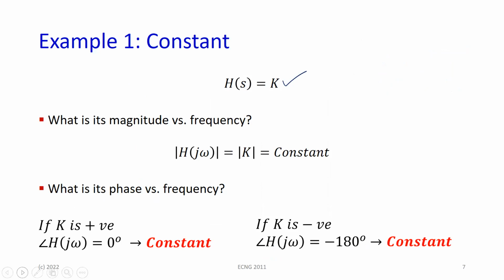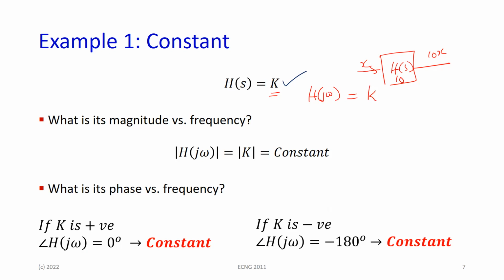So you have a system, this is H(s), but the transfer function of the system is a constant, 10. So whatever goes in here, if X goes in here, you get 10X coming out here. That's all it is. So what is the magnitude versus frequency of that? Well, the first thing that you do for frequency is replace s with j omega. H(j omega) is also K.